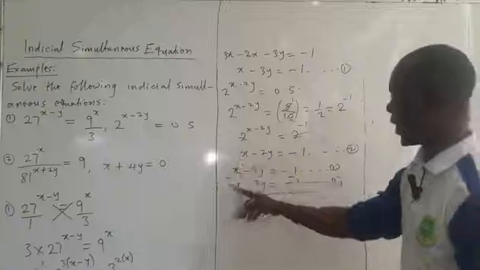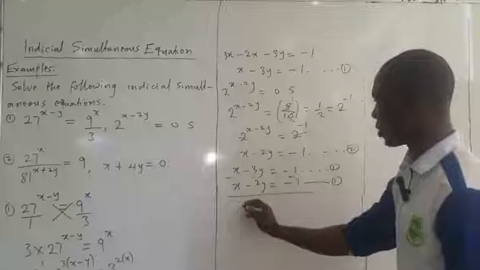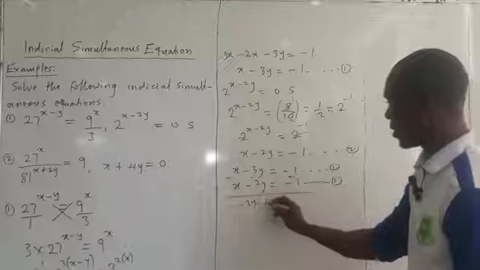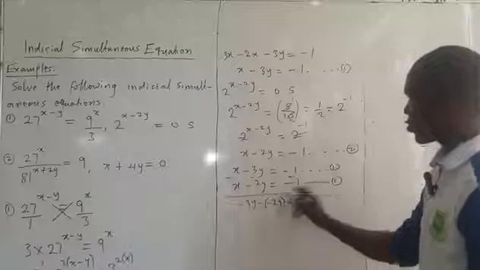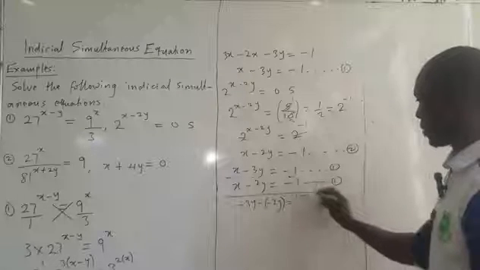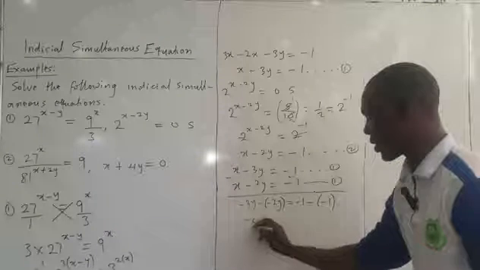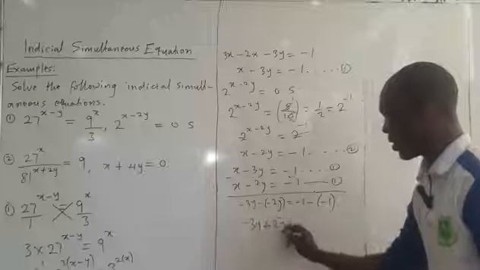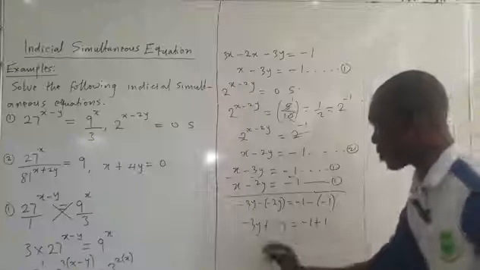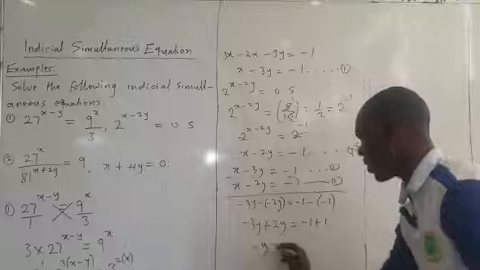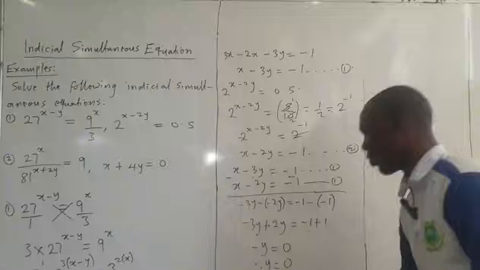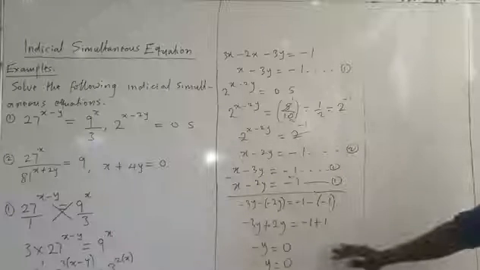So here we have x minus x, 0, then minus 3y minus minus 2y equals to minus 1 minus minus 1. So we have minus 3y plus 2y equals to minus 1 plus 1. So minus 3y plus 2y, that's minus y, equals to 0. So therefore, y equals to 0. So the value of y is equal to 0.